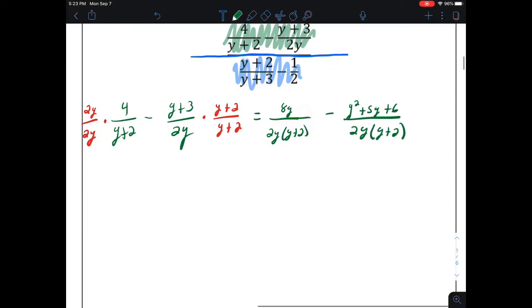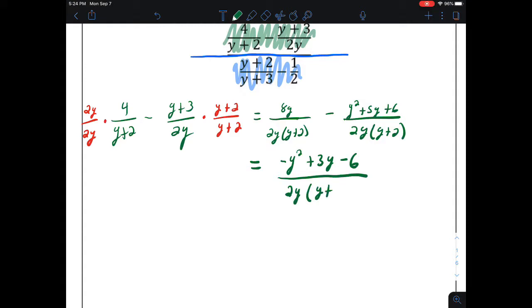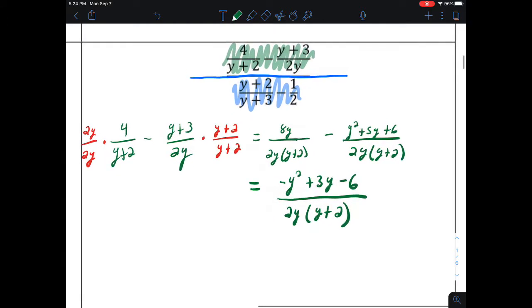And then put together the numerator since the denominators are the same. So we'll have negative y squared plus 3y minus 6 over 2y times y plus 2. So that is my numerator. Now, we've got to repeat all this for our denominator.